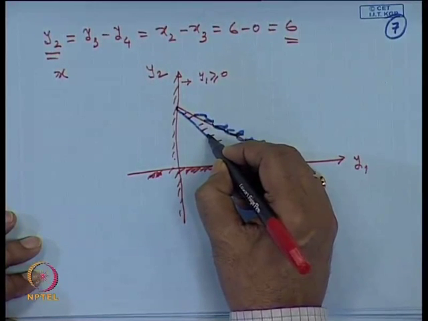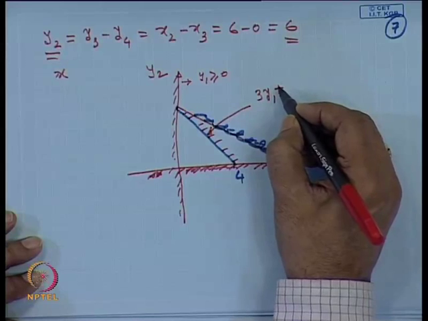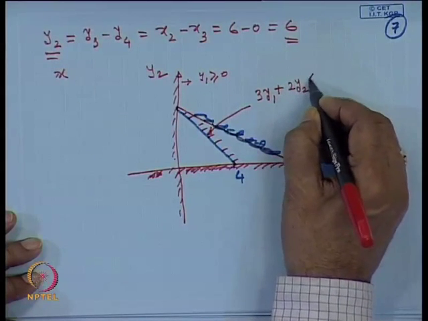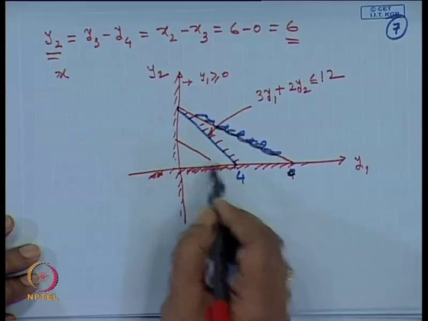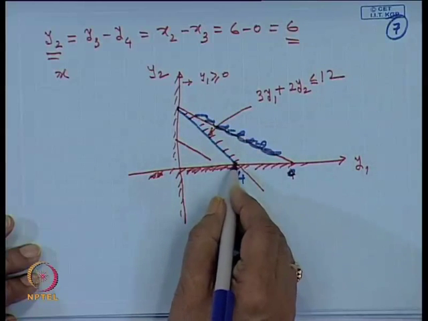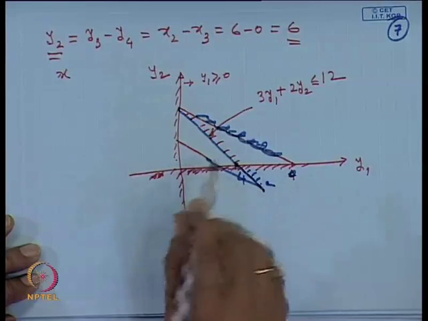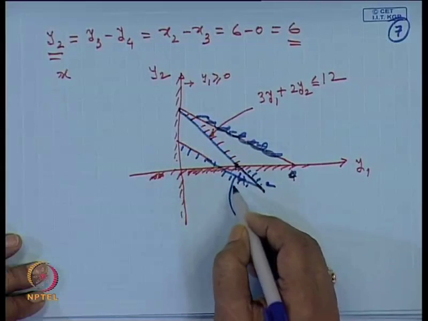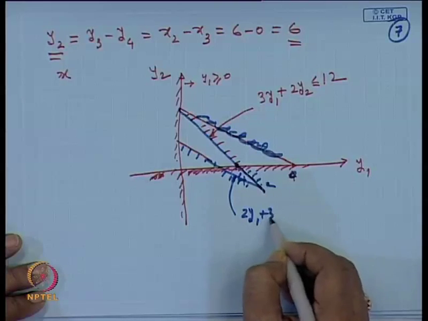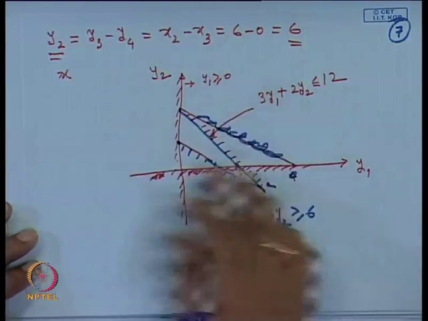So this is our expression 3 y 1 plus 2 y 2 is less than or equal to 12, agree? And another equation, if you see, it can extend like this way. And that equation is twice y 1 plus 3 y 2 is greater than or equal to 6, agree? So next class I will discuss the figure more clearly. We will stop here.